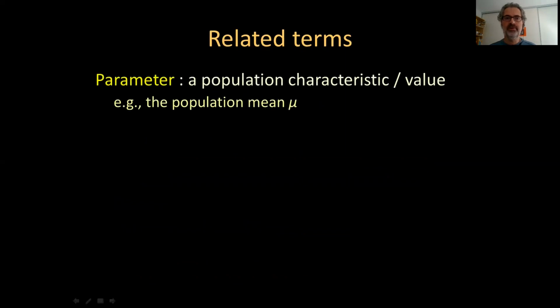The word parameter, which you've probably encountered already, refers to a population characteristic, which can be a value. One frequent example is the population mean. So the mean value of what you're interested in measuring, the mean over the whole population, is the population mean and is a population parameter. Other kinds of values or characteristics are also population parameters.